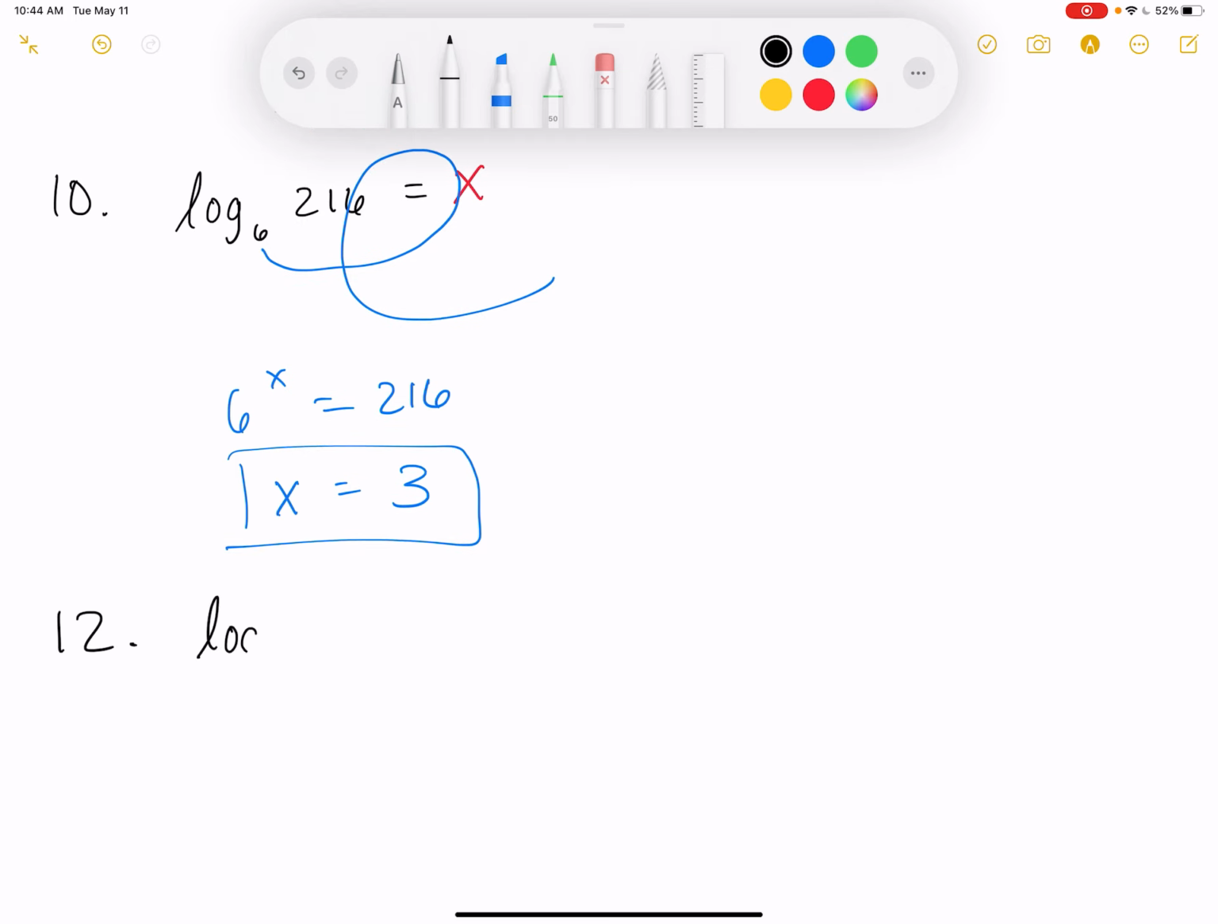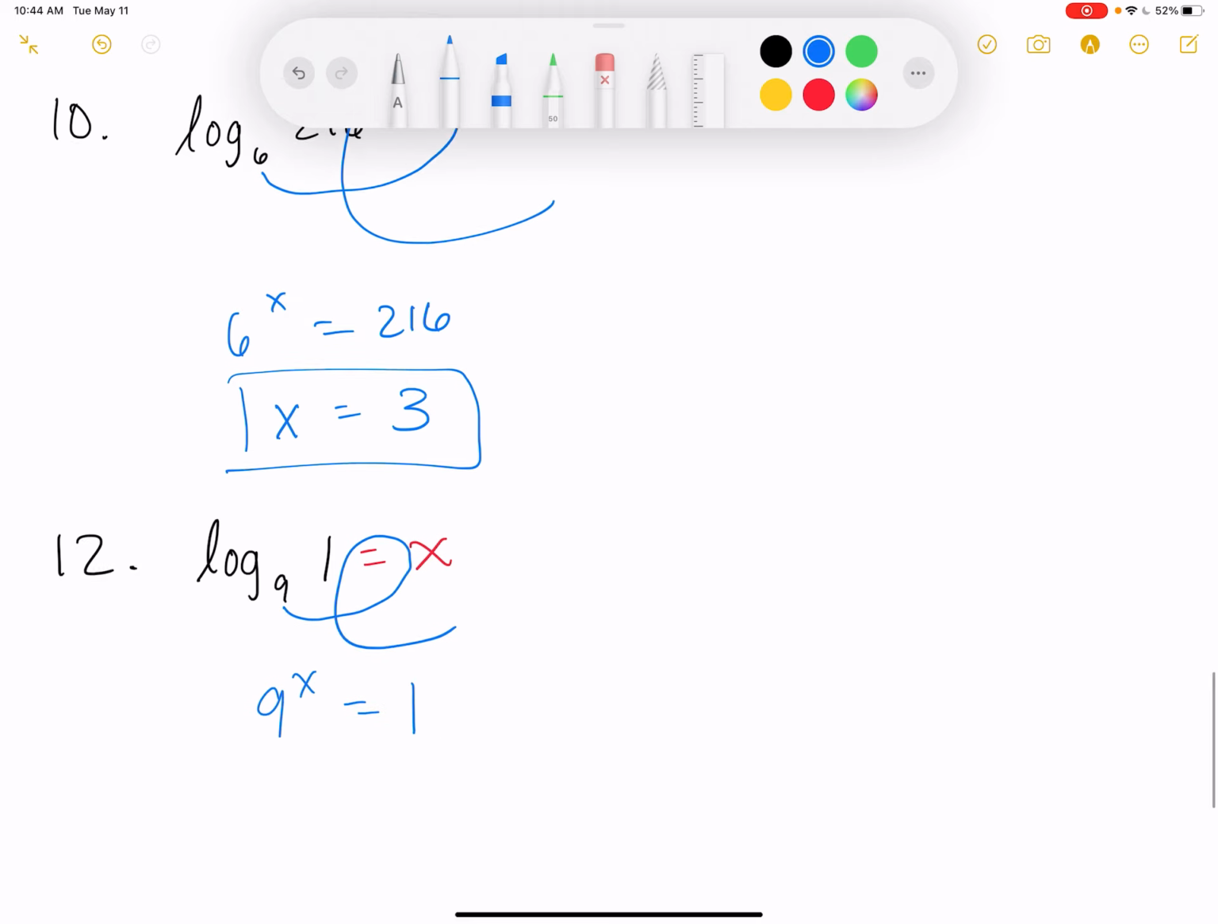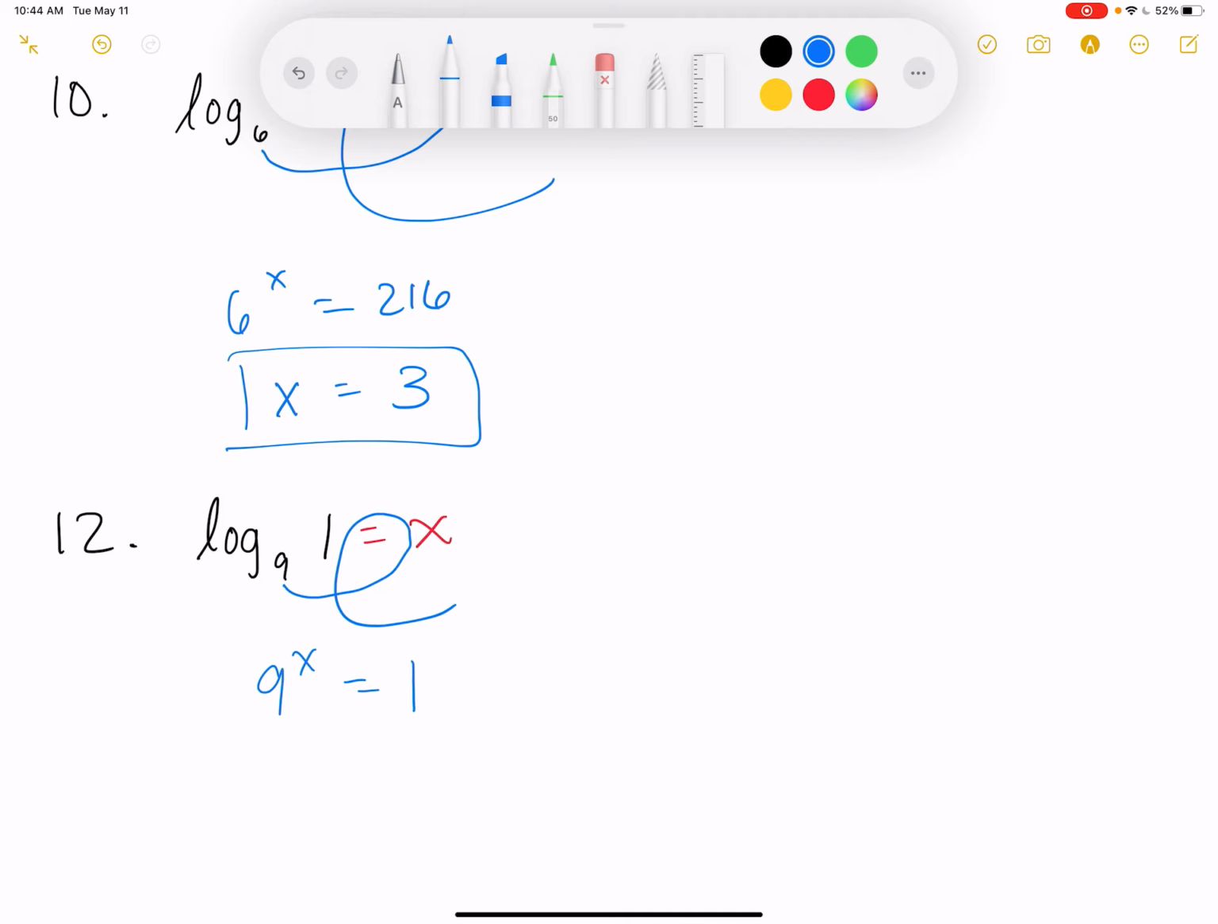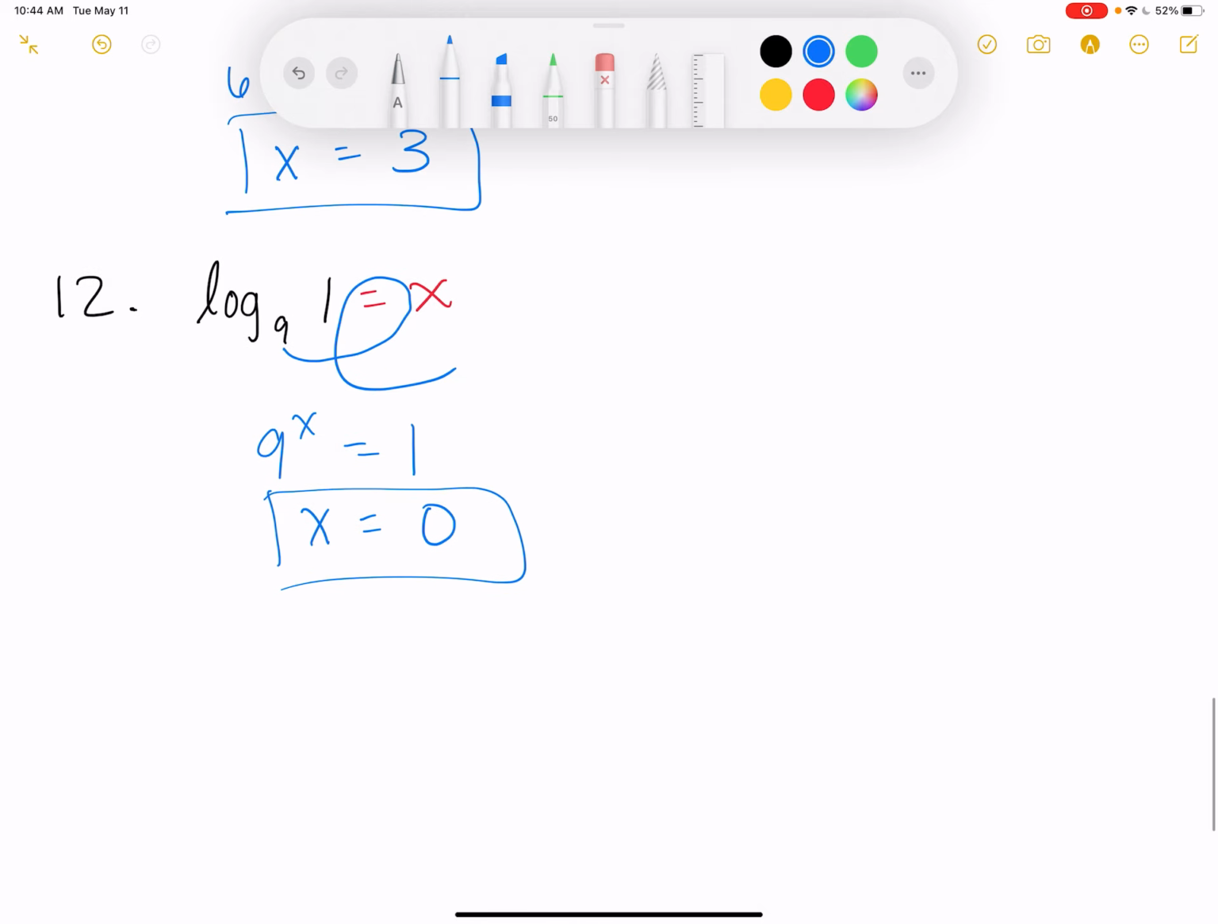Log base 9 of 1. So 9 to the x is equal to 1. 9 raised to the what is equal to 1? 0. So x is equal to 0. You know this.